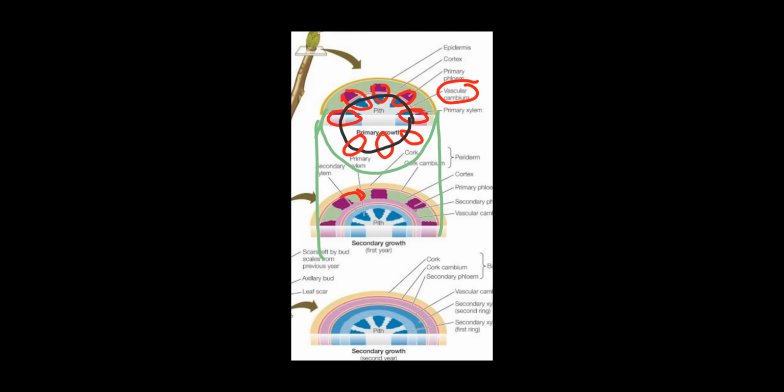In this, the part which is passing through the vascular bundle, that portion of the vascular cambium is known as fascicular cambium. And these patches, which are part of vascular cambium, but running not within the vascular bundle, between the adjacent vascular bundles, that is called intrafascicular cambium. These two together make the vascular cambium.